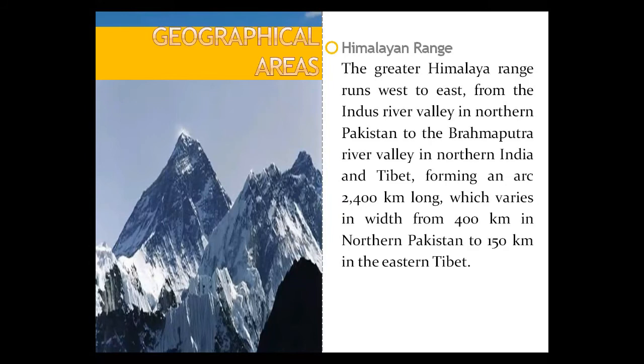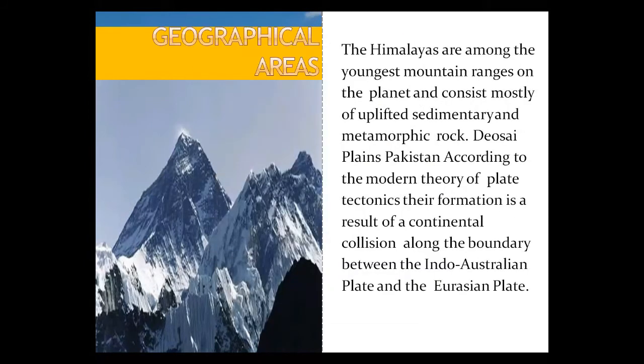The Great Himalaya Range runs west to east from the Indus River valleys in northern Pakistan to the Brahmaputra River valleys in India and Tibet, in an arch of 2,400 km. Its width varies from 400 km in northern Pakistan to 150 km in the east of Tibet. The part which falls in Pakistan consists of four parallel ranges. Between these ranges lie beautiful valleys like Gilgit, Hunza, Kaghan, Swat, and the famous Kashmir Valley.